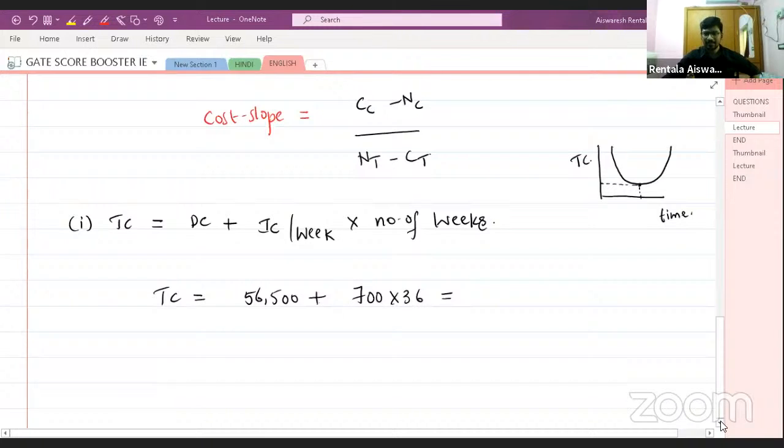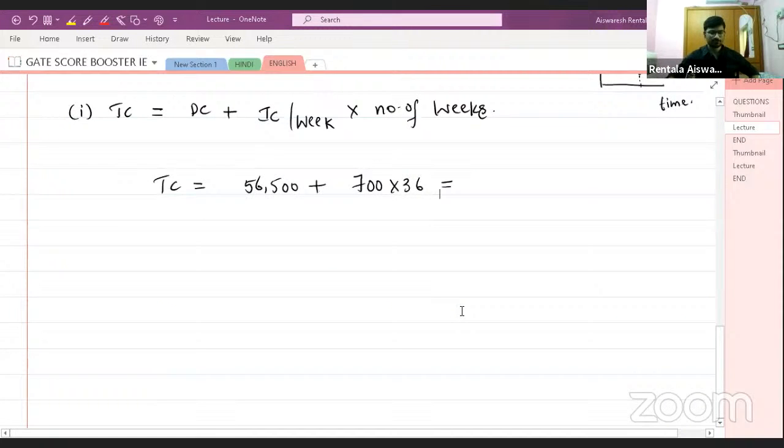Some of you have given answers, but I have not seen them. I don't know whether they are correct or not. Let us solve this, then you can check if you have made any mistake or not. Right.